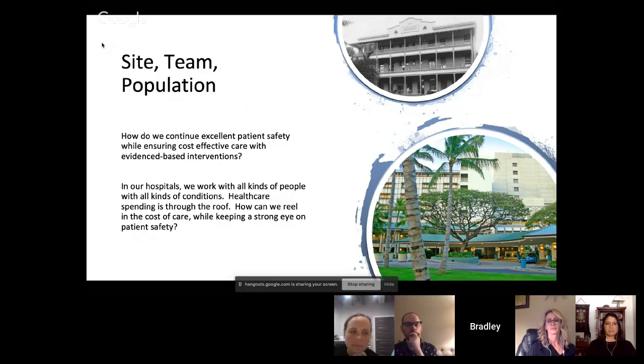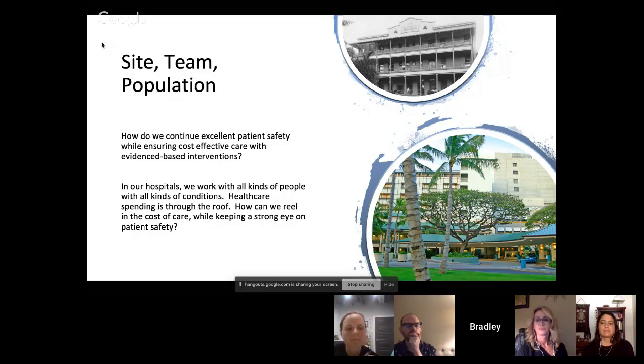And you can see in the top picture what the first hospital actually looks like. And that facade is actually still a part of the hospital. Bottom picture is what it looks like today. It's obviously grown a lot. So the question is, how do we continue excellent patient safety while ensuring cost-effective care with evidence-based interventions?